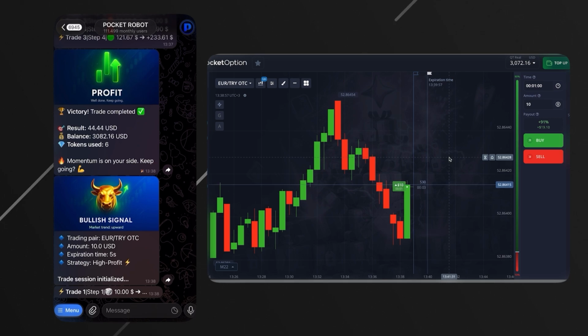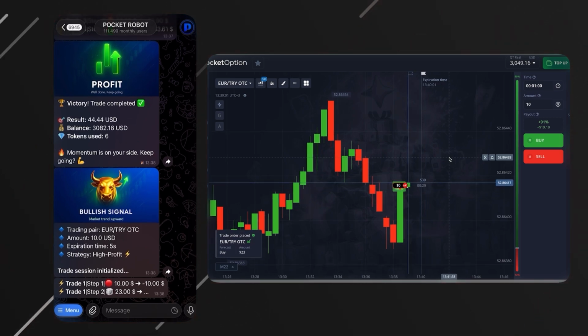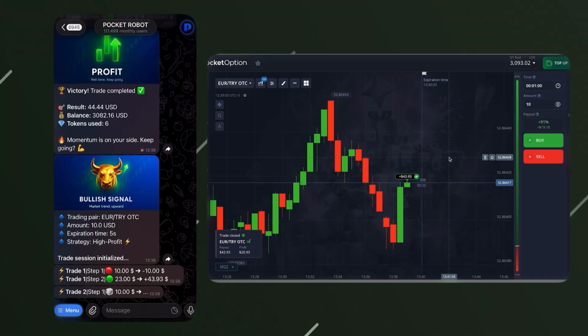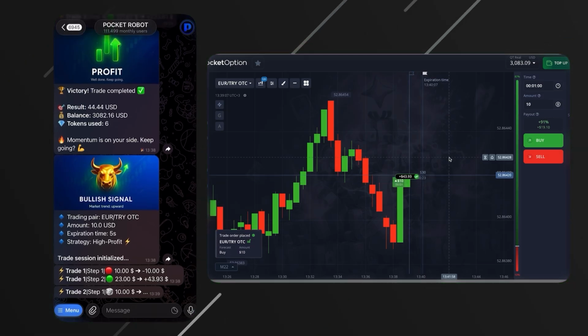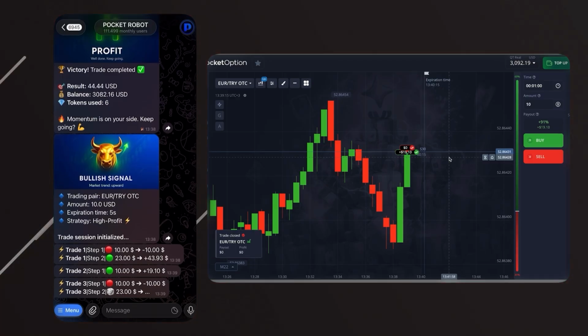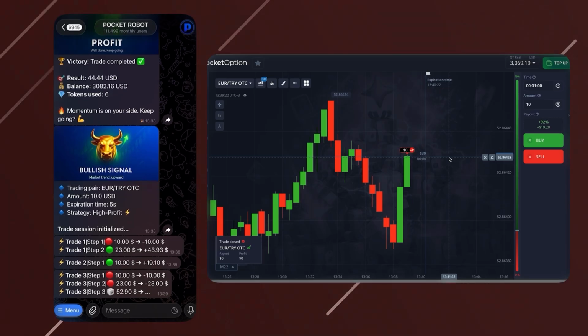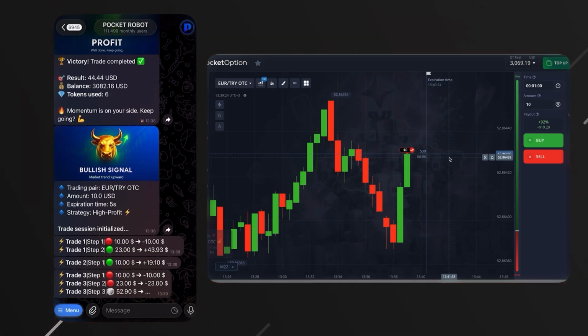The bot automatically increases position size according to the strategy and continues the session. As you can see, we start from the loss, but on the second trade or second step, we have profit. And another profit. Another win. $10 minus $23 in plus. No, now it's minus.